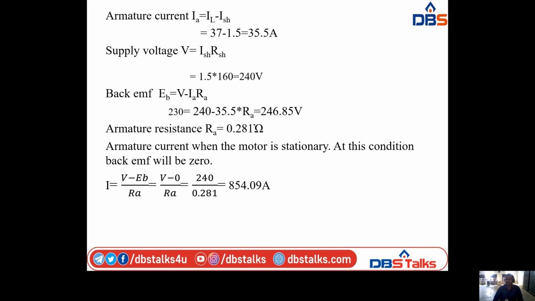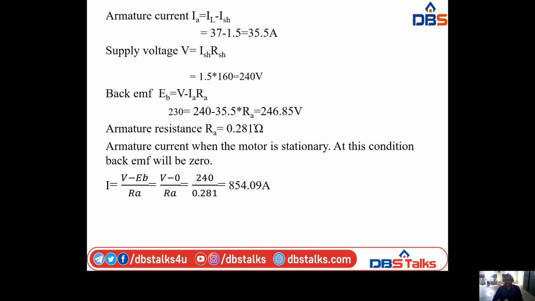And next we have to calculate the armature current when the motor is stationary. So at this condition, back EMF will be 0. If the motor is stationary, the back EMF value is 0. So from the above equation, EB is equal to V minus IRA, so I is equal to V minus EB by RA. Here the motor is stationary, so back EMF is 0, that is V minus 0 by RA. So the supply voltage is 240 minus 0 by RA value 0.281 ohms. So that is equal to armature current 854.09 amperes.